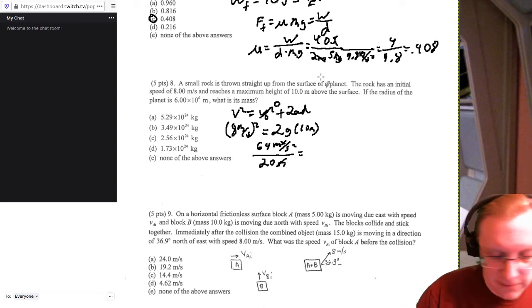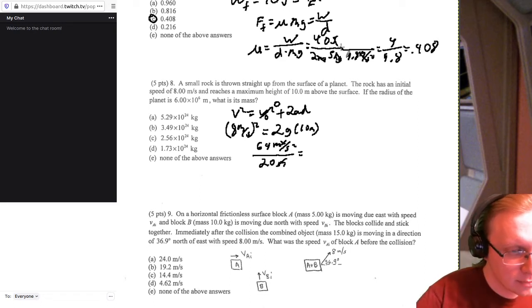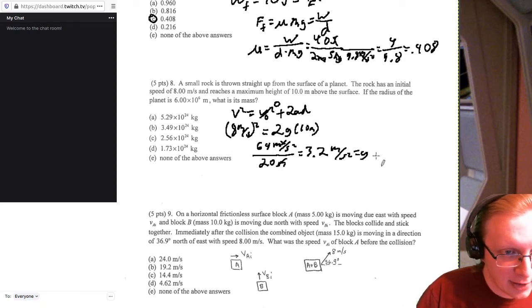And so we end up with 64 over 20, 3.2. Yep. 3.2 meters per second squared. All right, so now we have a gravity, and this is equal to capital G M on r squared. We have an r, we have the g, we need the M here. So we end up with little g r squared divided by big G is equal to M.